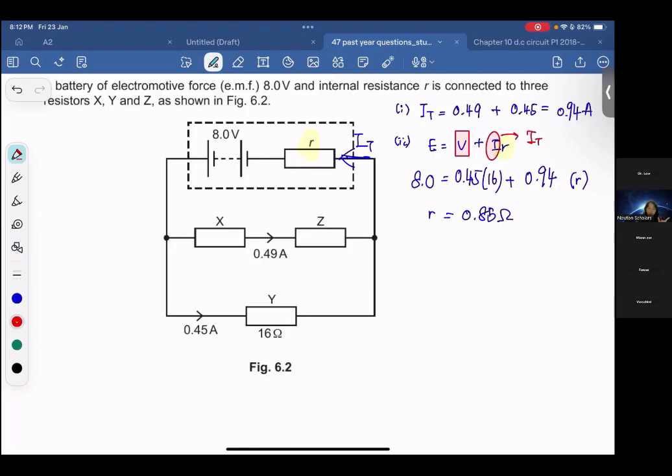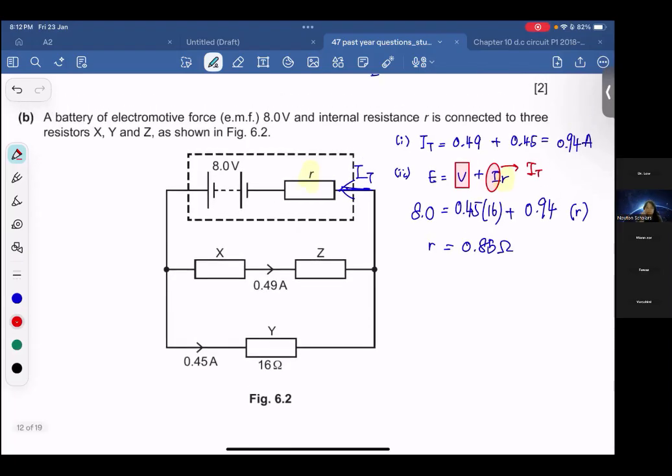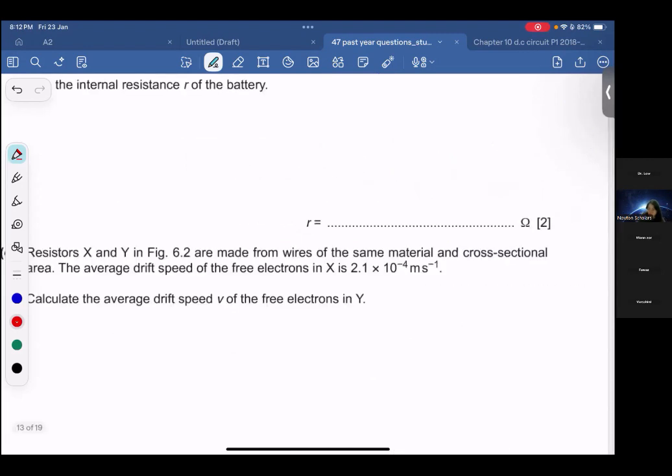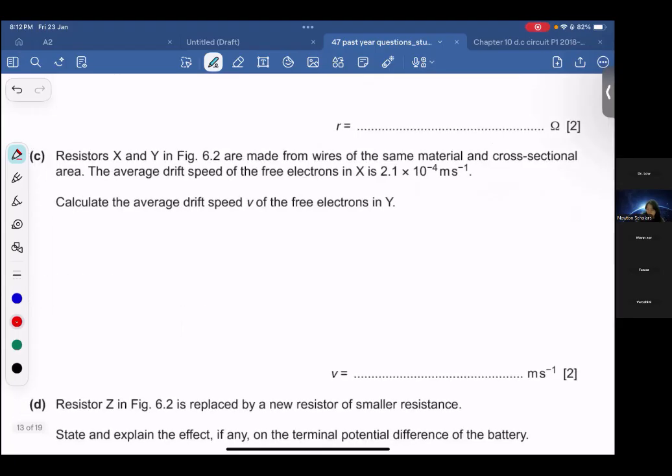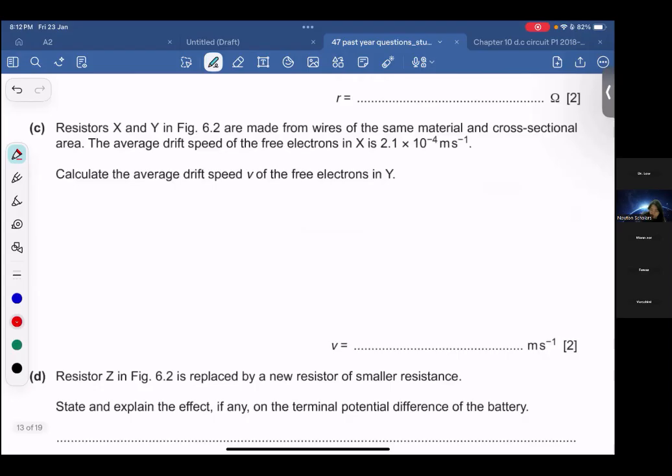Okay, next, boys and girls, can I proceed to page number 13, question C? The rest of you able to follow? Okay, now let's go. Here, do you memorize the formula? Can you calculate? Resistors X and Y are made from the same wire of the same material. You have to know when it is the same material, what will be the same.